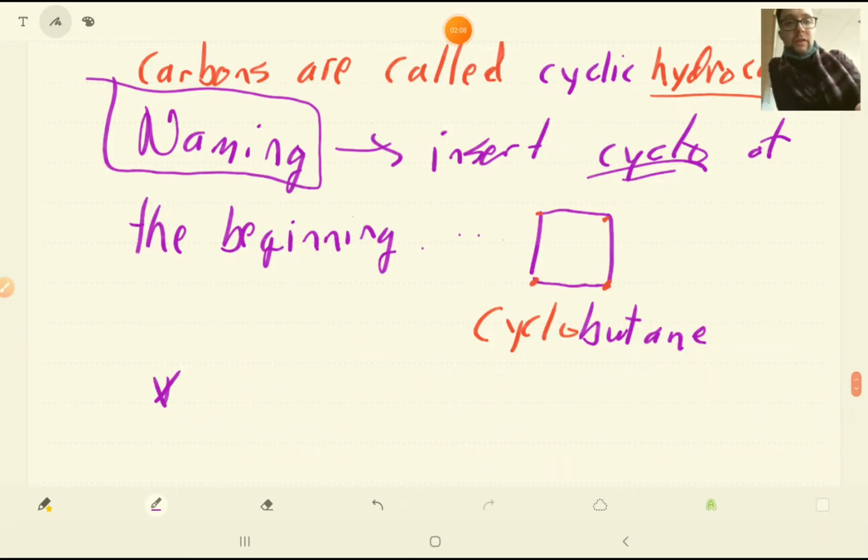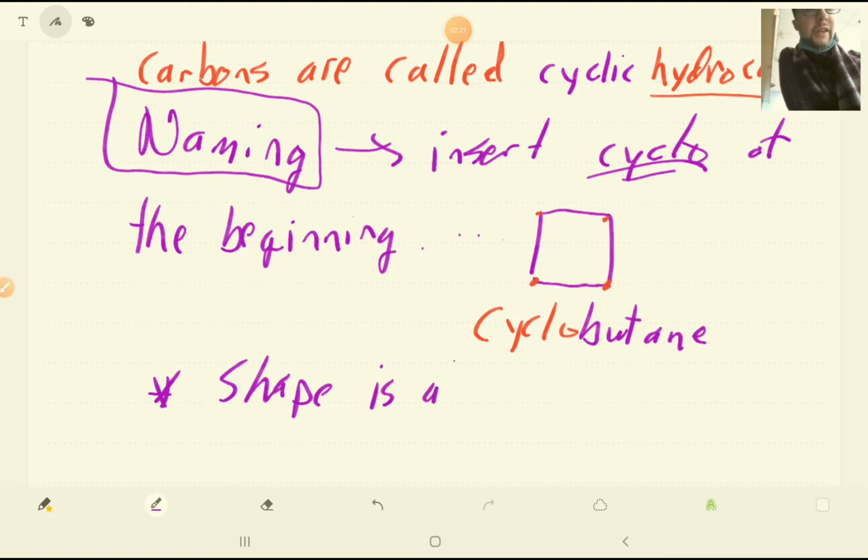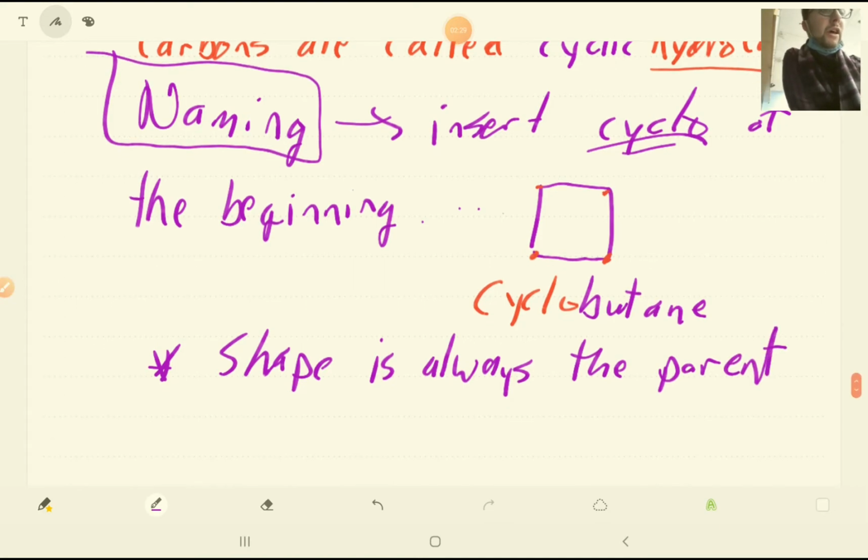Another important note, and I'll put a star beside this, is that the shape, whether it's a square or a triangle or a pentagon, is always the parent chain, even if it's smaller than anything else attached to it. We don't have a naming system for cyclic side chains or branches. So it's always going to be the parent chain.